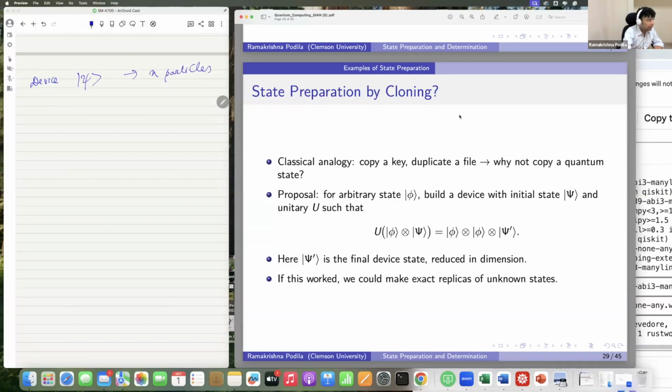Again, this is hypothetical, right? And this is the one that I want to copy. This is one particle which I want to copy, right? One that I would like a copy of.